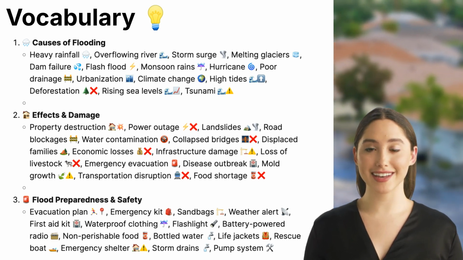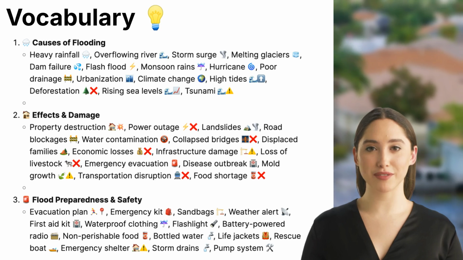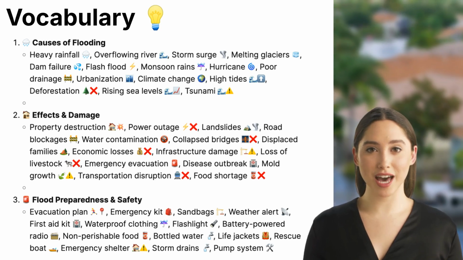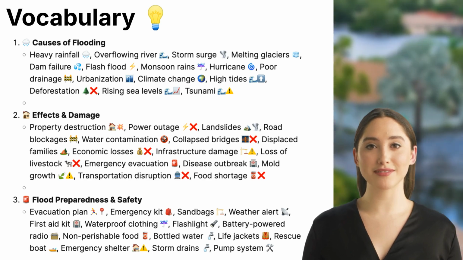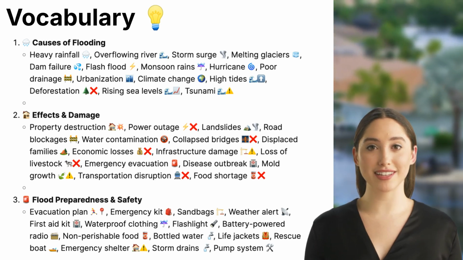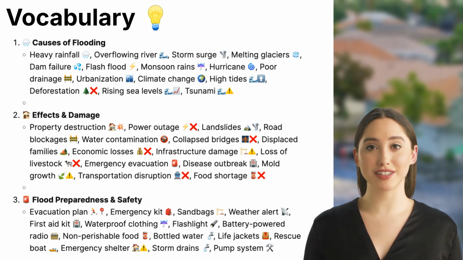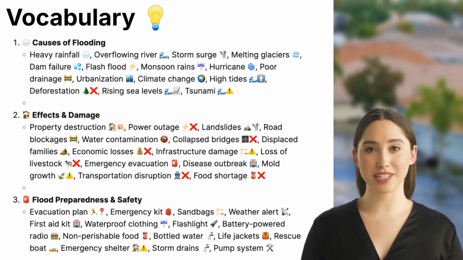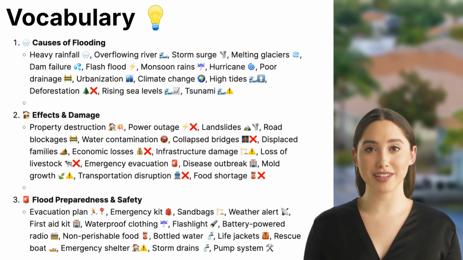Monsoon rains, seasonal heavy rainfall that affects certain regions, often leading to widespread flooding. Hurricane, a powerful storm that brings strong winds and heavy rain, often causing flooding. Poor drainage. When urban areas don't have proper drainage systems, rainwater can collect and lead to flooding. Urbanization. As cities grow, more concrete is used, which prevents water from soaking into the ground and increases flood risks.